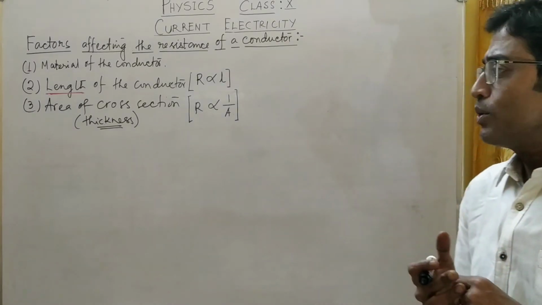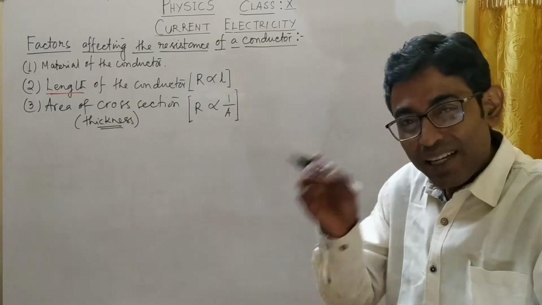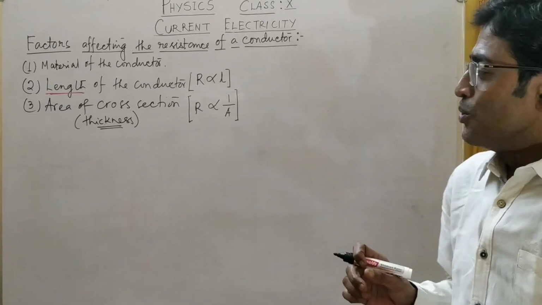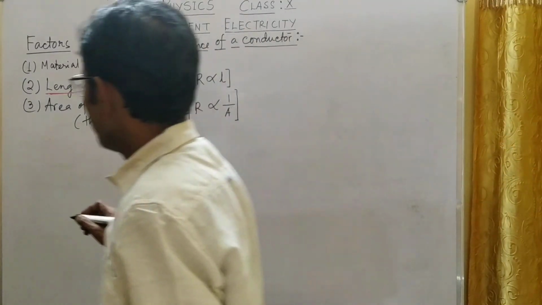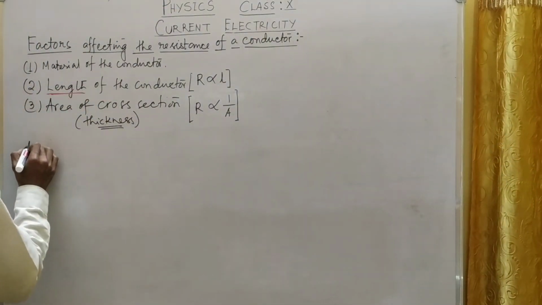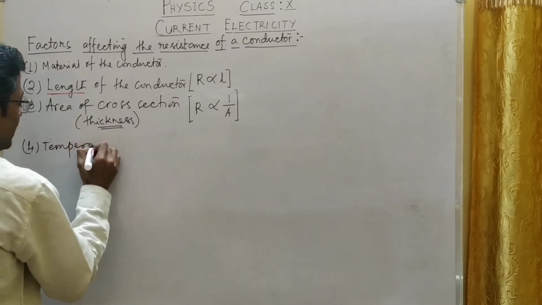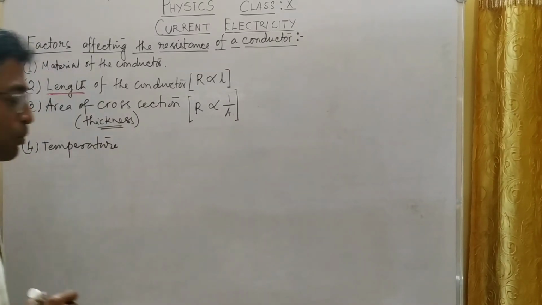That's why I am giving you one example. We'll learn that in household circuits. Fuse wire is a very thin wire. Can we connect a thick wire in the fuse? No, we want that wire to have more resistance. And number 4 I'll tell, that is called temperature. Temperature. So remember, this is also directly proportional.